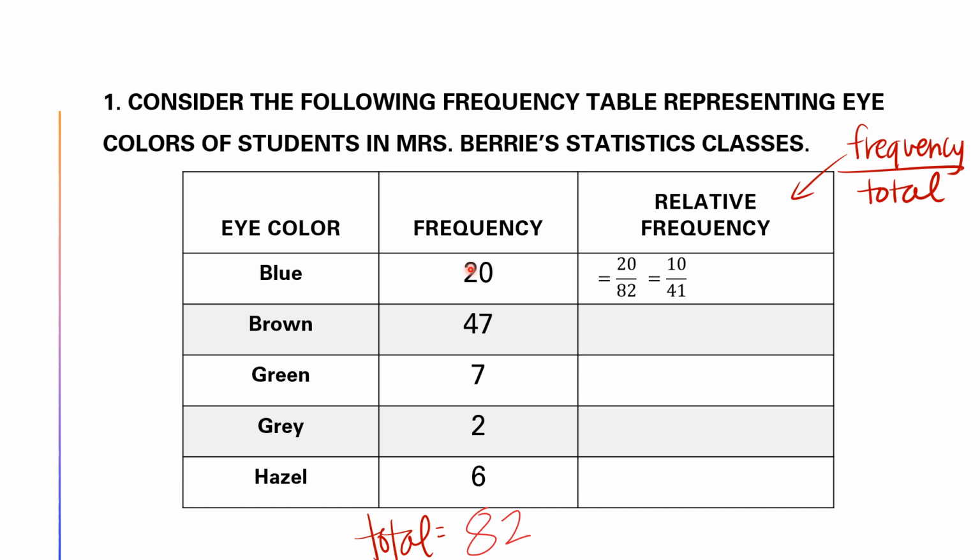For brown eyes, we had 47 people with brown eyes. So we have 47 over 82, and that does not simplify. For green eyes, we have 7 out of 82. That does not simplify. For gray eyes, we have 2 out of 82. Those are both divisible by 2, so that reduces to 1 over 41. And then for hazel eyes, we had 6 people with hazel eyes. Those are both divisible by 2, so that becomes 3 over 41.